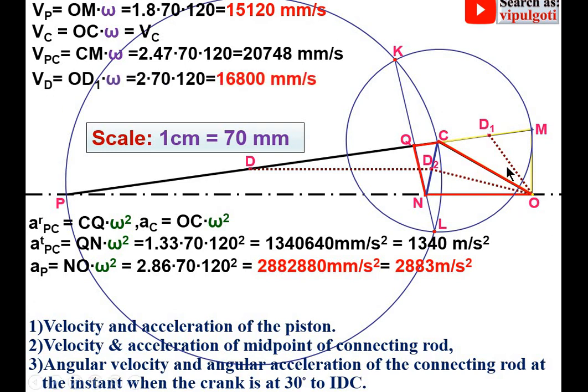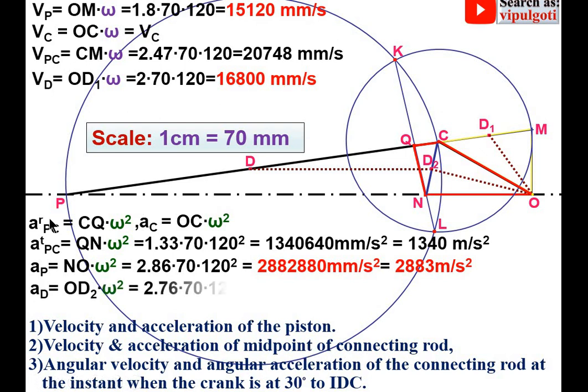As we have discussed, OD1 represents the velocity of the midpoint of the connecting rod. So if you measure the length of this OD1, then it is 2 cm multiplied by scale multiplied by omega, and so you will get 16,800 mm per second. So this is your next answer, velocity of midpoint of connecting rod.